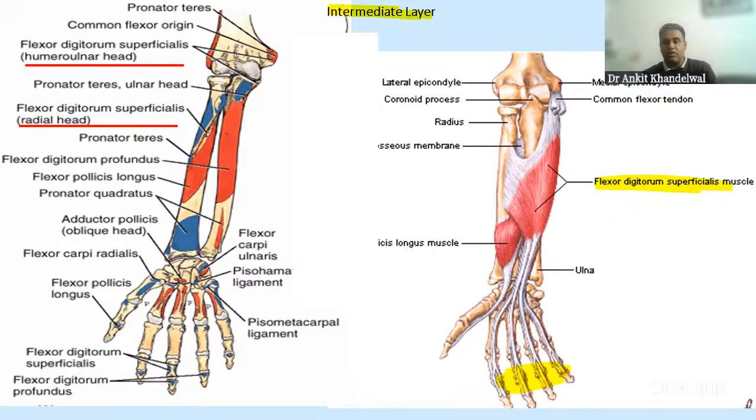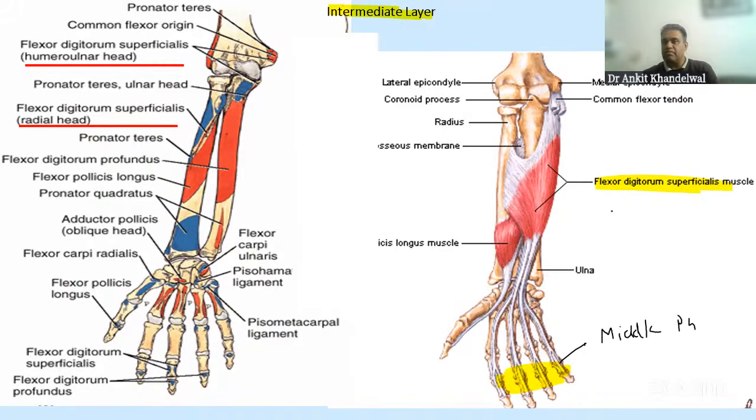Actually, that is also important clinically. The FDS tendon inserts into the middle phalanx. So when you flex the proximal interphalangeal joint, its flexion is done by FDS, not the DIP joint. This is the PIP joint, this is DIP, D for distal interphalangeal, PIP proximal. FDS is only acting at the PIP, not at the DIP.